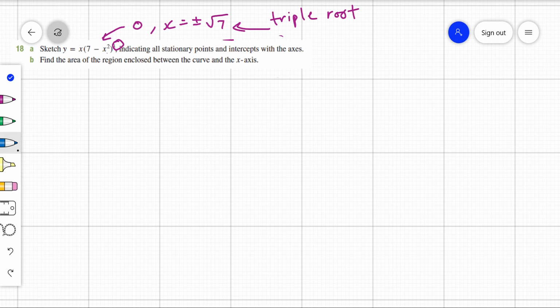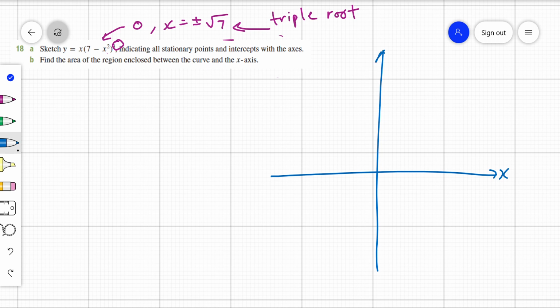So I should have pre-done this, but it doesn't matter. Okay, so let's just do a rough. There's x, there's y. So I know that 0 is a root, root 7 is a root, minus root 7 is a root, and they're triple roots, both of those. And the other thing to notice is if I put a negative x in, this will be a negative x, but this will go back to x squared anyway. So you can see it's going to be an odd function. If you're not sure, just sub negative x in the whole thing. But yeah, we're going to have an odd function there. All right, so I know it's an odd function. That's helpful to remind myself.